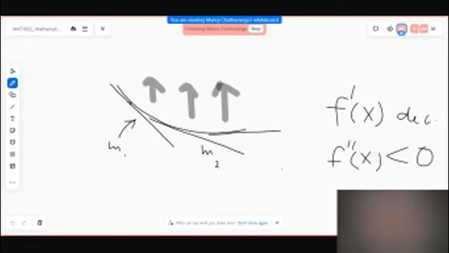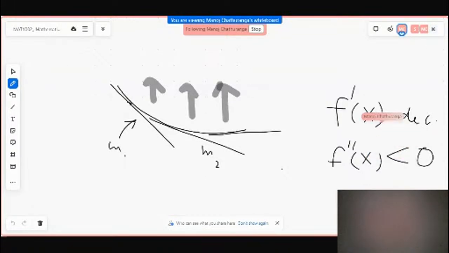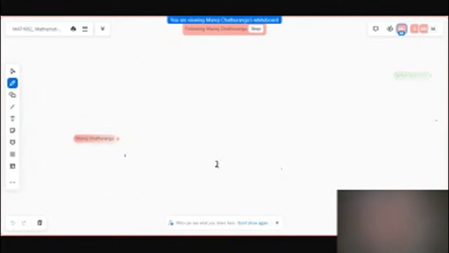Oh no! I made a mistake here. First of all, let's talk about concave down and come back to this picture again. I made a mistake. Sorry for that. It is helpful to first look at a concave down graph.